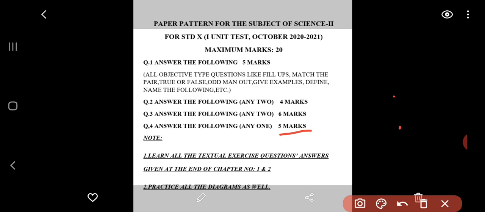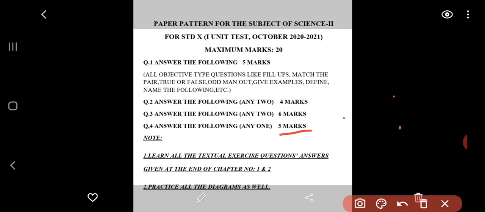Don't expect that unless you get a written diagram question, you will not draw the diagram. If there is any related diagram with the question, you are supposed to draw the diagram irrespective of whether that question carries the words "draw the diagram" or not. If the answer has a diagram, you are supposed to draw the diagram.